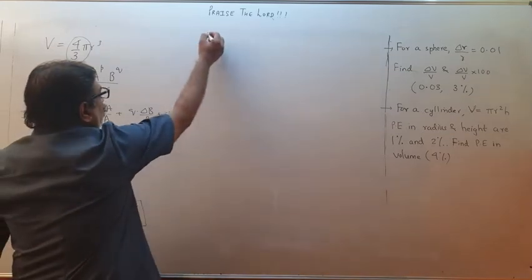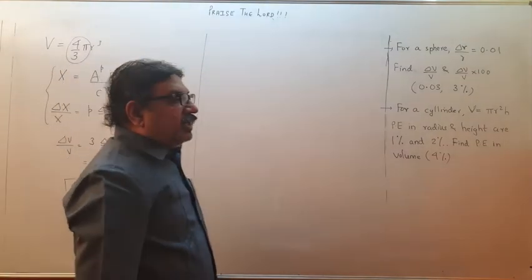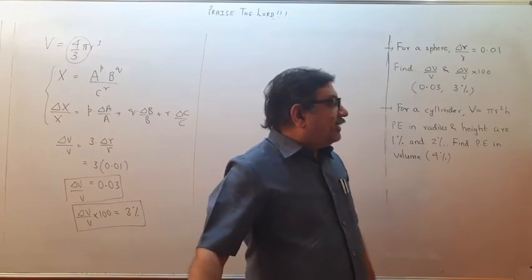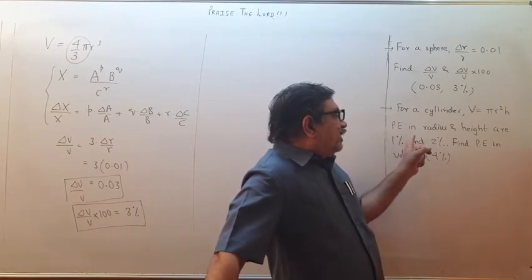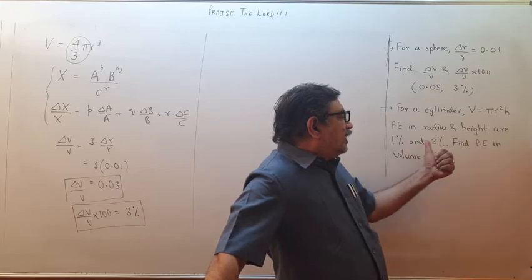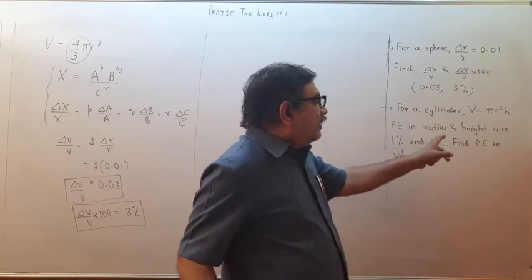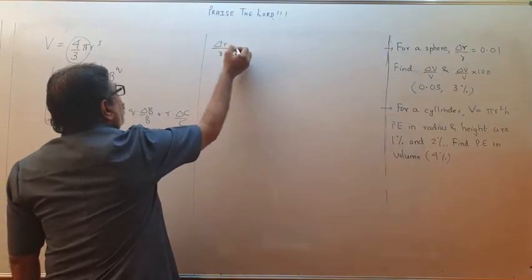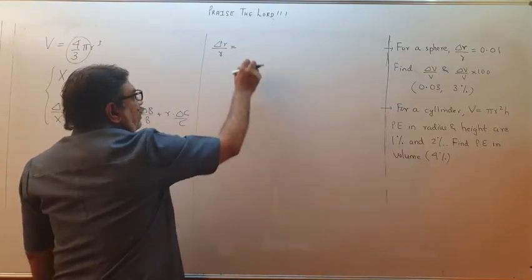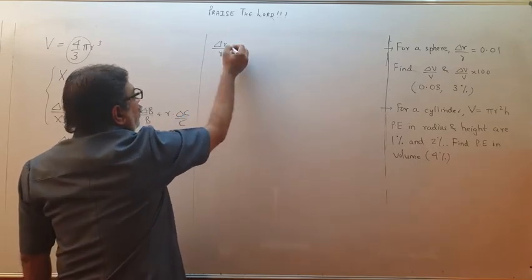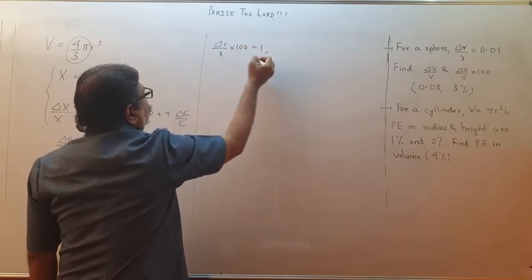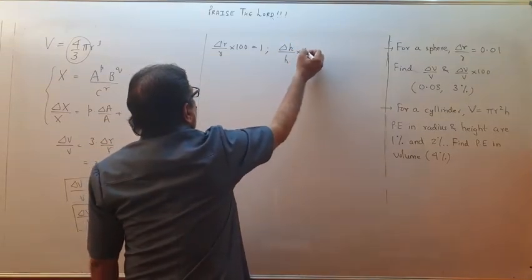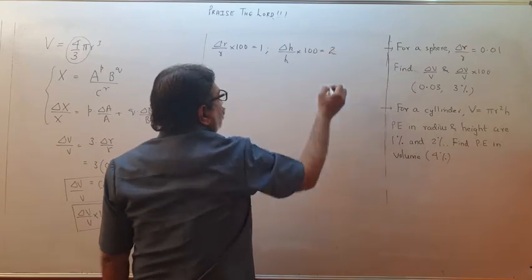Very easy, children. Look at the next one. For a cylinder, volume is equal to pi r square h, where r is the radius and h is the height. Percentage errors in the radius and height are 1% and 2%. That means percentage error in radius is 1%. Now delta r upon r is 1%. Percentage error, so it is not delta r upon r, it is delta r upon r into 100, that is 1. And in height it is 2%, so delta h upon h into 100 is 2.